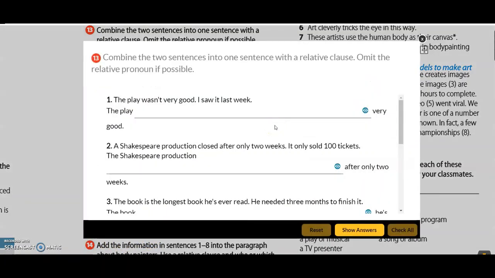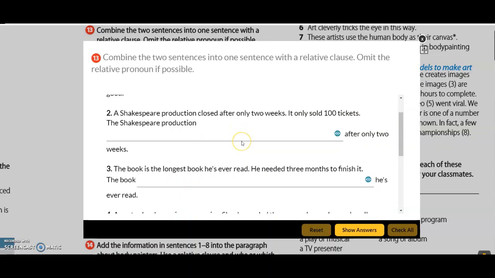Okay guys, so now let's check the answers. We have number 1. The play wasn't very good. I saw it last week. The play I saw last week wasn't very good. Number 2, a Shakespeare production closed after only 2 weeks. It only sold 100 tickets. The Shakespeare production after only 2 weeks.